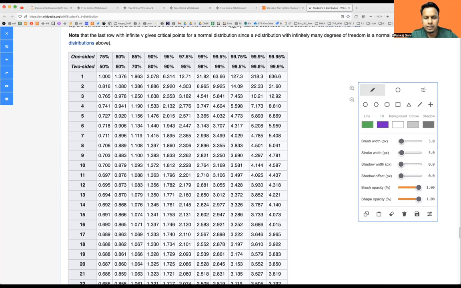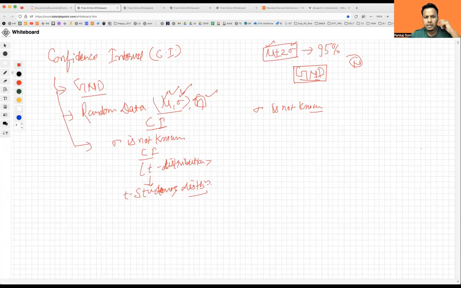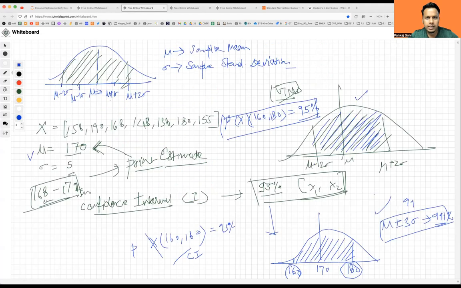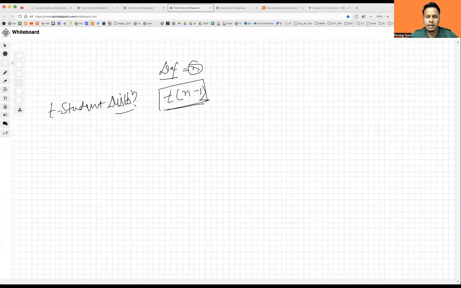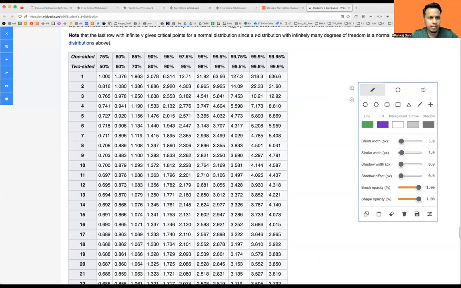So the idea of this t distribution is, when sigma, or the standard deviation, is not known, then we go with the t distribution. The formula for calculating this will be t times n minus 1. N stands for your degree of freedom, which you can calculate from this particular table.